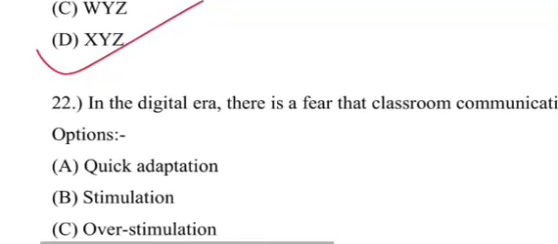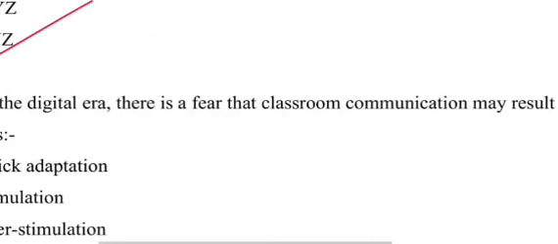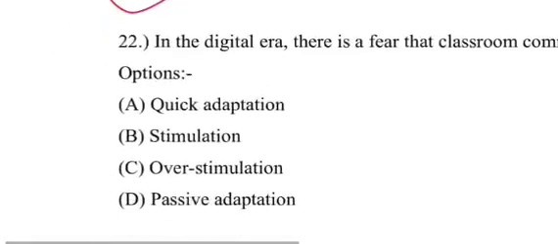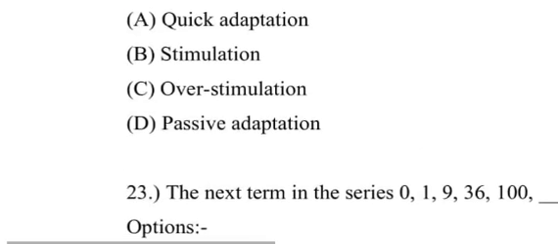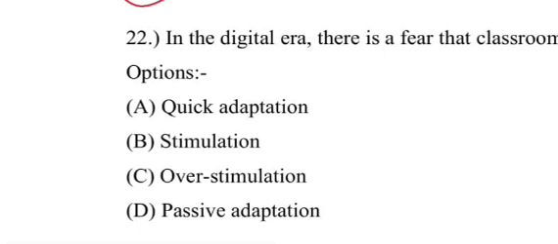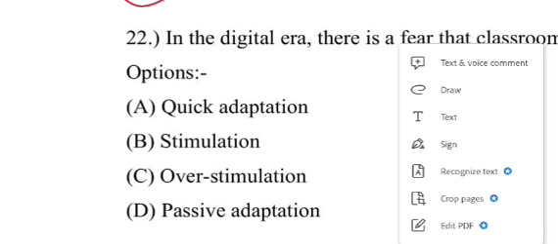22. In the digital era, there is a fear that classroom communication may result in what? Quick adaptation, stimulation, overstimulation, passive adaptation. It will be number C, overstimulation.